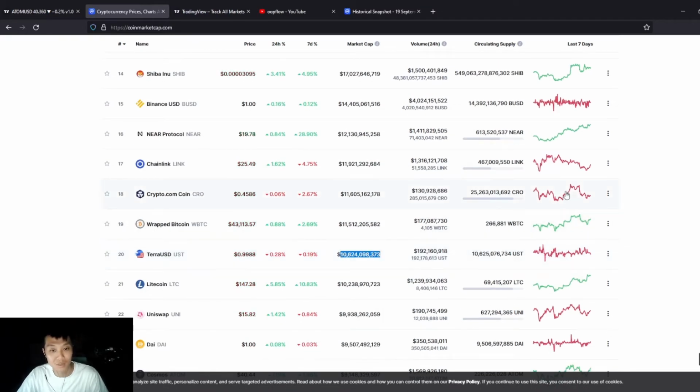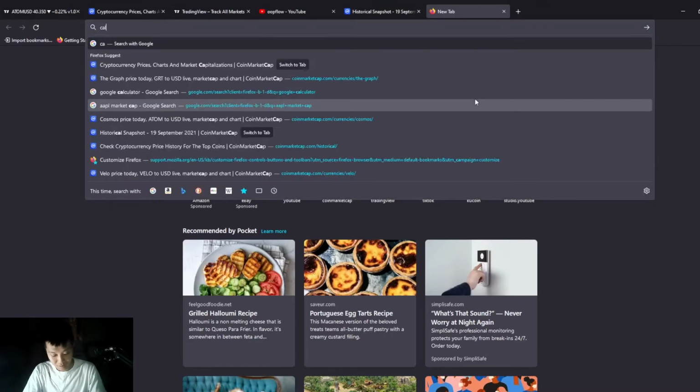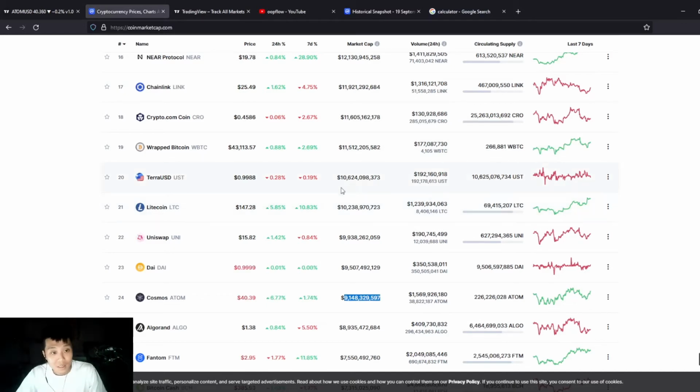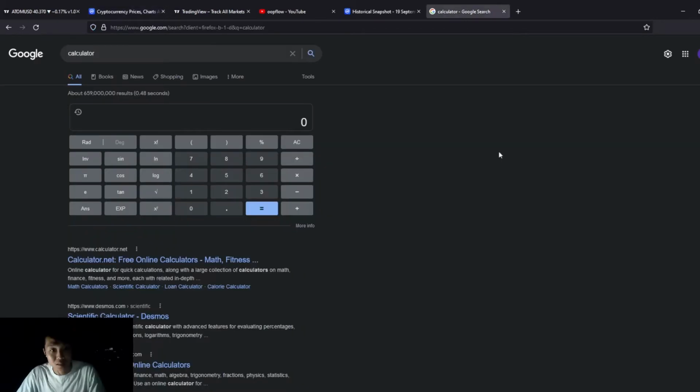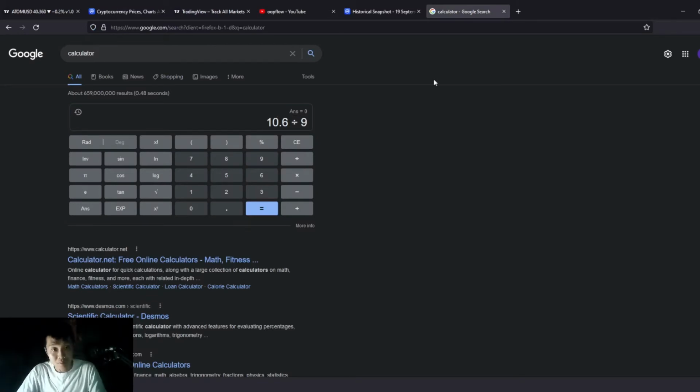So it's like 10.6 billion, and currently Atom is 9.1 billion. So if we go ahead and just calculate that onto the calculator, so that'll be 10.6. Let's just say it's one of these numbers, right? Let's just use this number. So we'll say 10.6 divided by 9.14. That is about a 15% increase, right?